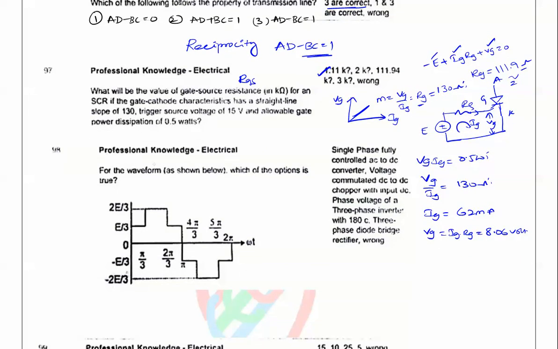Next one, for the waveform as shown below, which of the following options are true? So it is a quasi-stepped waveform which comes in our three-phase inverters with a 180 degrees conduction mode here. So direct equation you can say.